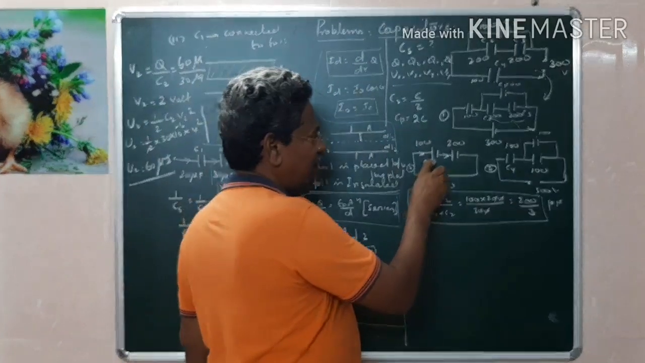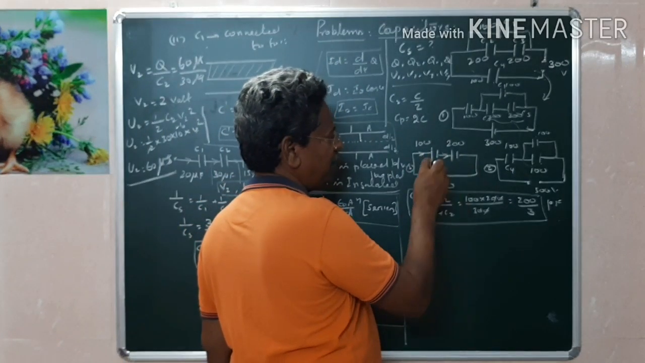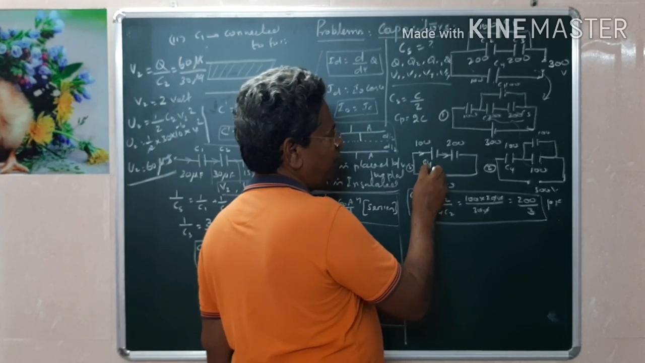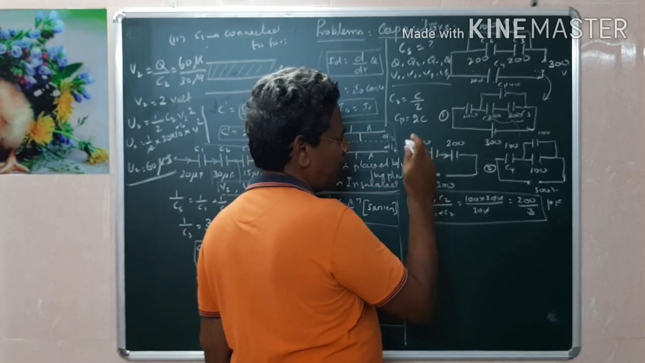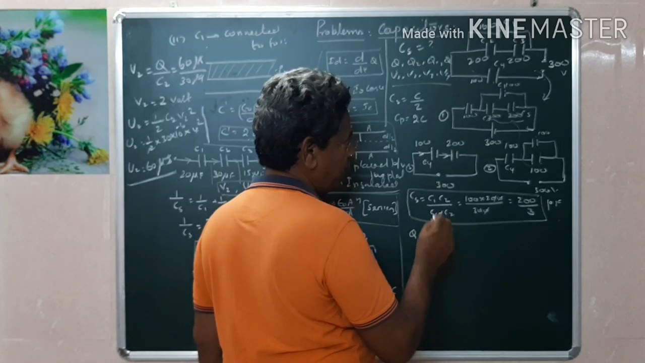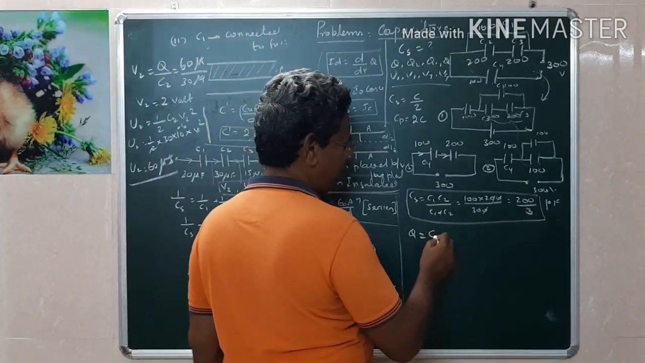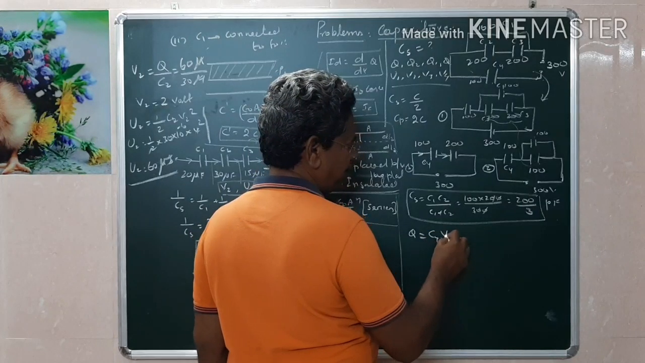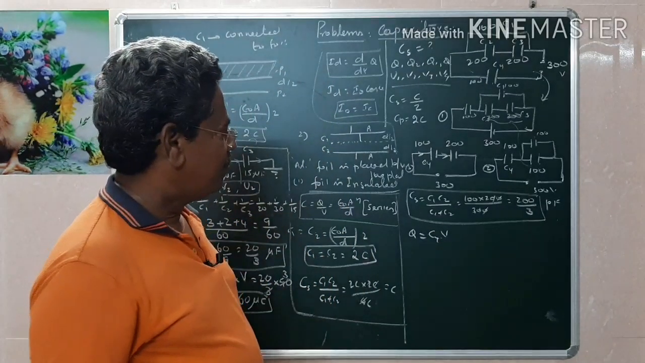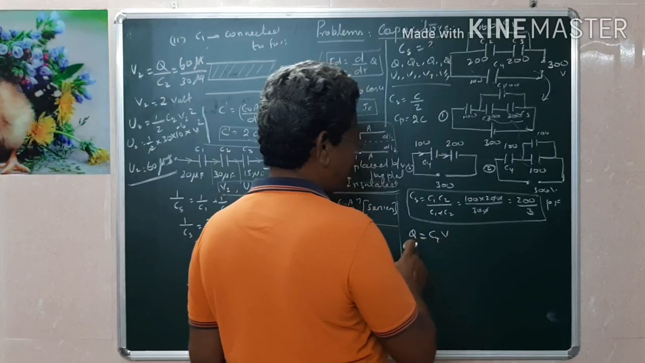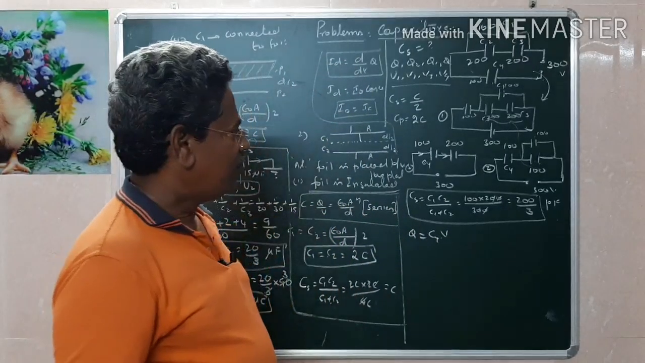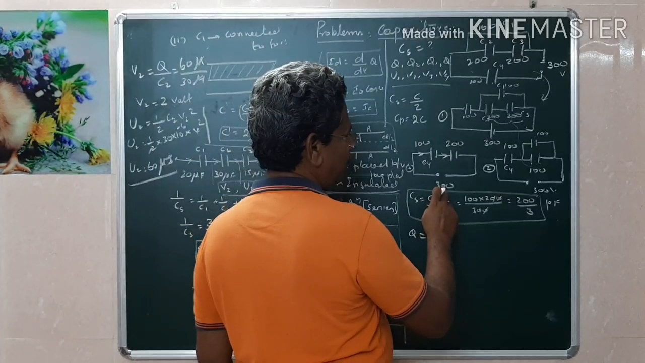Then what is the charge flowing through this one? Because I know C4, and I know the 100, the charge flowing through this one I can find out. Any capacitance formula is C equal to Q by V. Therefore Q is equal to C4 into V. So if I know the voltage, then I can find out the charge. So this is a 300 volt.